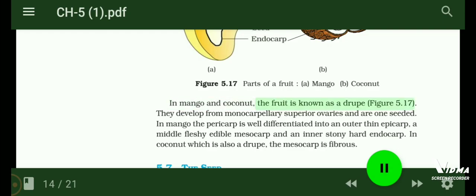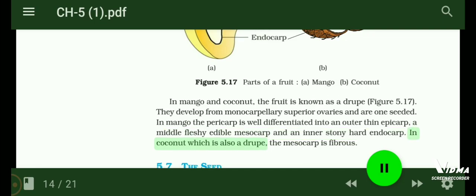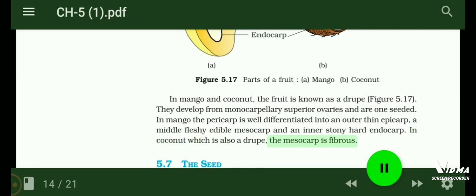In mango and coconut, the fruit is known as a drupe. Figure 5.17. They develop from monocarpellary superior ovaries and are one-seeded. In mango, the pericarp is well differentiated into an outer thin epicarp, a middle fleshy edible mesocarp and an inner stony hard endocarp. In coconut, which is also a drupe, the mesocarp is fibrous.